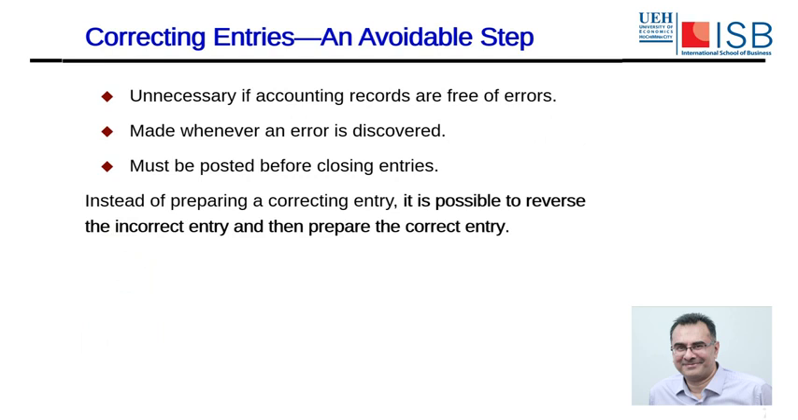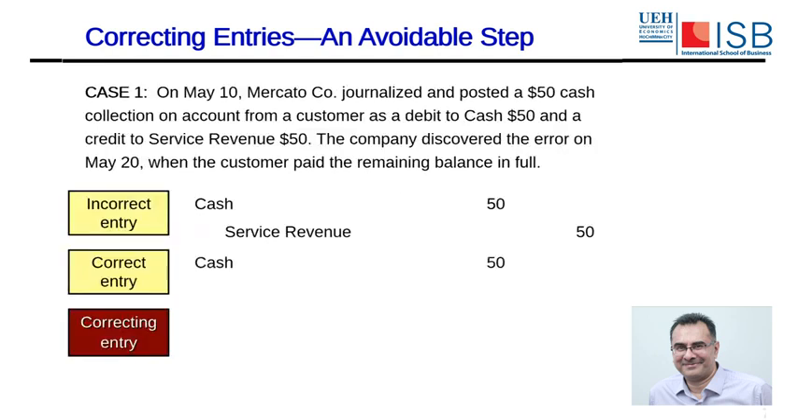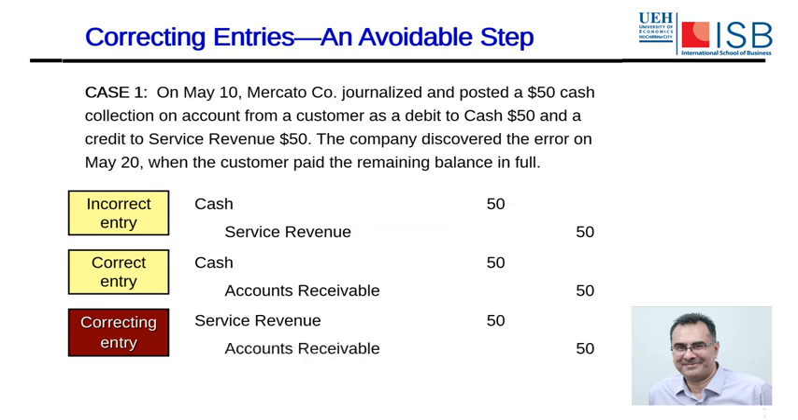As the title suggests, it is an avoidable step. That simply means if you do not make an error or mistake in your accounting entry, then you don't need to put through a correcting entry. The best way to understand this is through some simple illustrations.